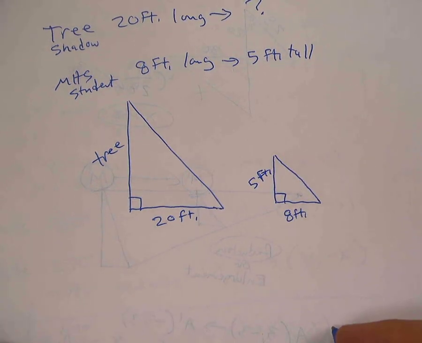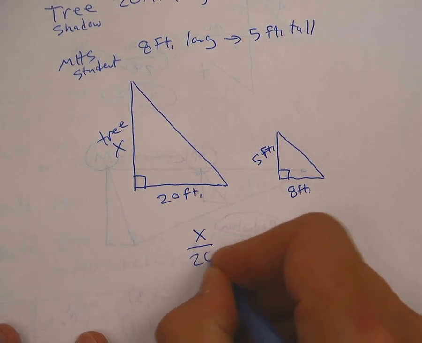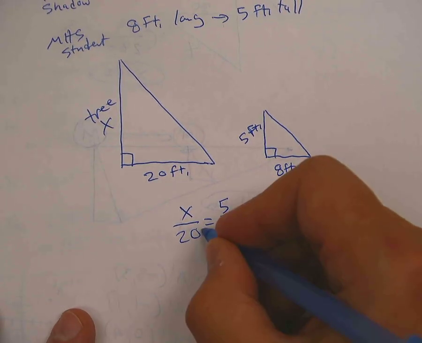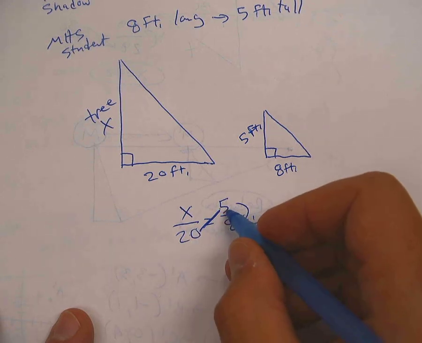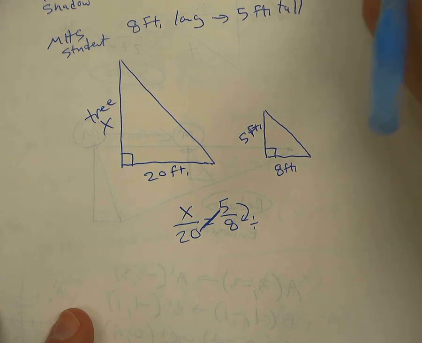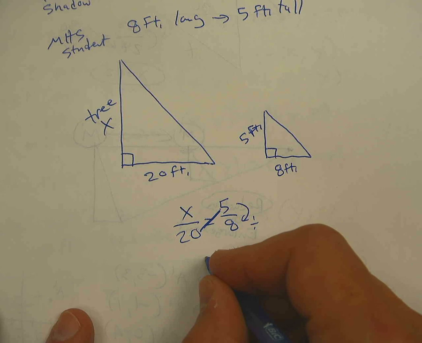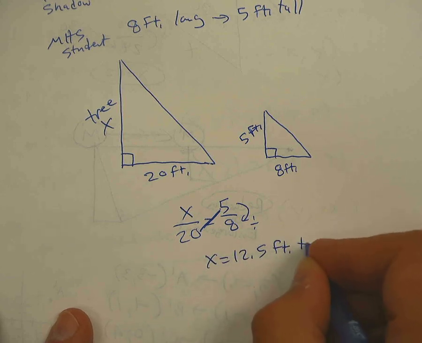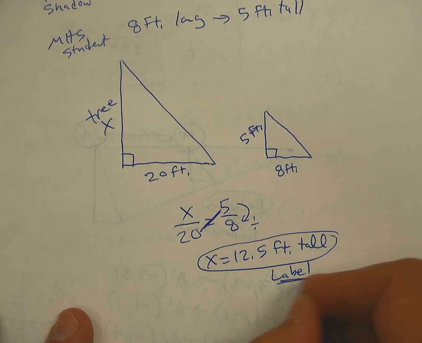So to solve this, we're going to use a proportion. We're going to call this x. So we can say x over 20 equals 5 over 8. And again, to solve this, you cross multiply and divide. 20 times 5 is 100. 100 divided by 8 is about 12.5. So the tree is 12.5 feet tall. Make sure you label. That's very important. Label it.